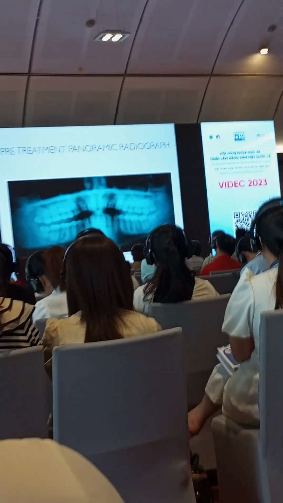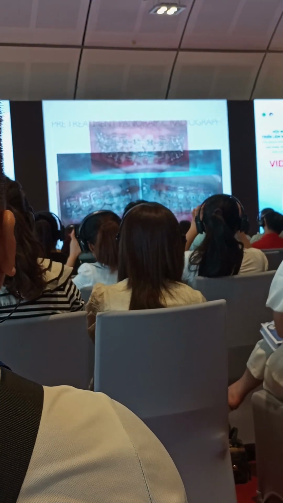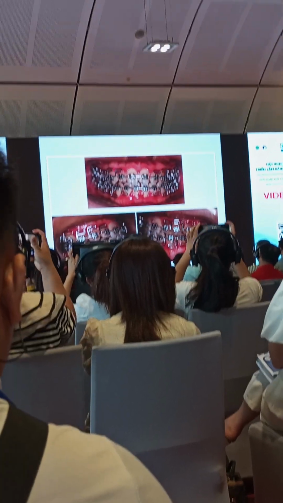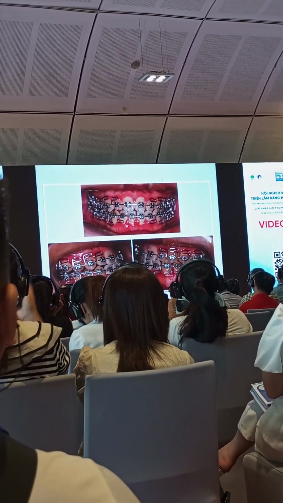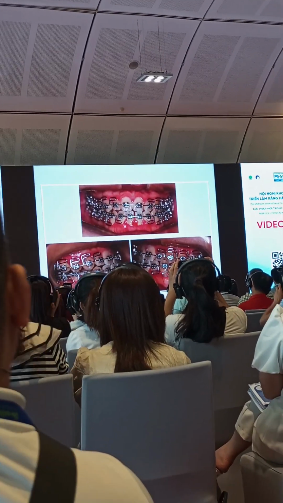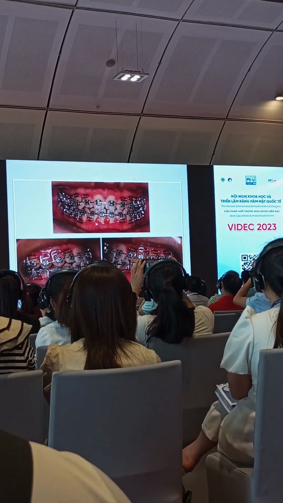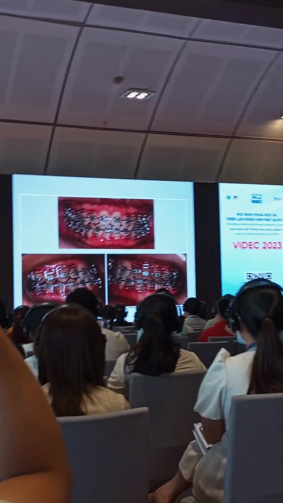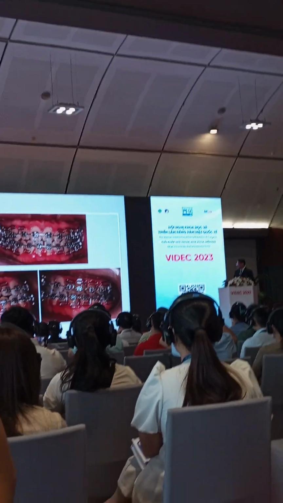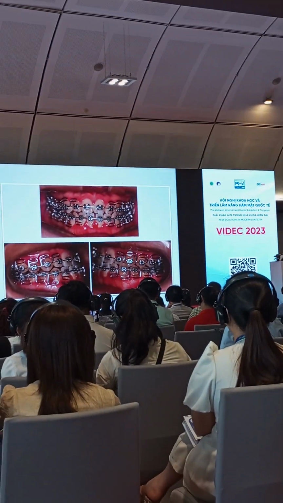So this is the panoramic view. After level alignment, we right away proceed to the meaw wire, and we started to close all the diastema. That's why the underbite started to reduce. So we asked the patient to wear short class 3 elastics, which is from the upper second loop to the lower first loop on both the right and the left side.